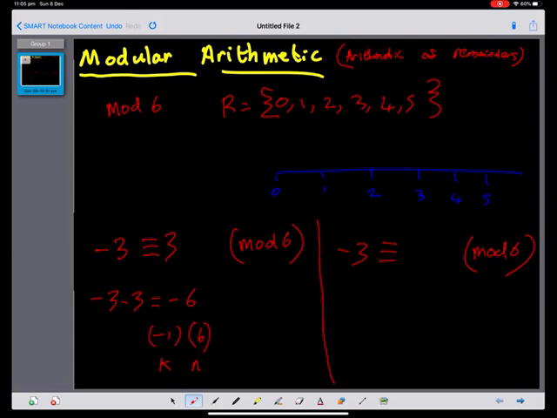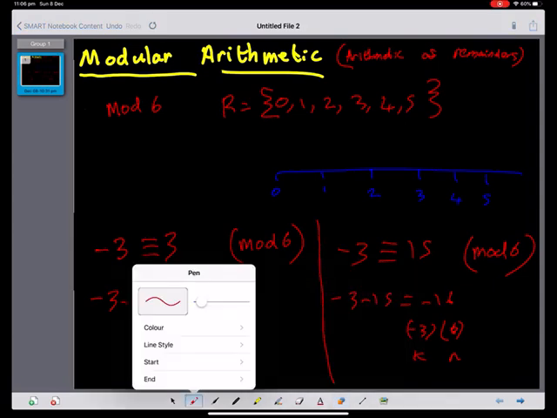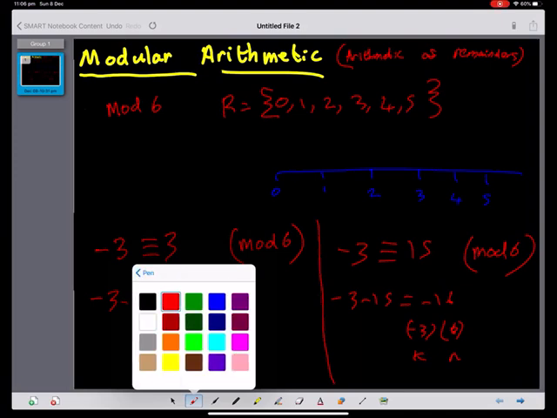-3 is also congruent to, let's get an 15. And we can show that -3 minus 15 is -18. We're going to get a k of -3 and a 6. So this is a k and that's an n. So we can extend our number line then to include negatives.